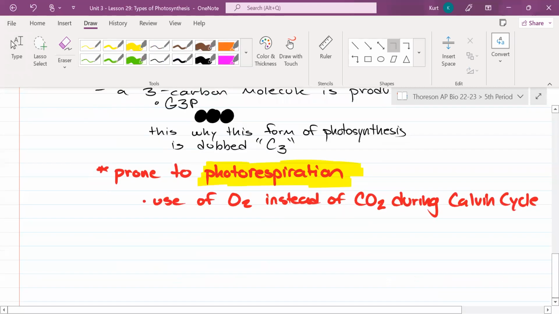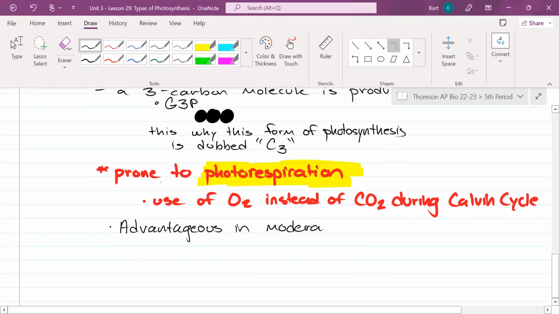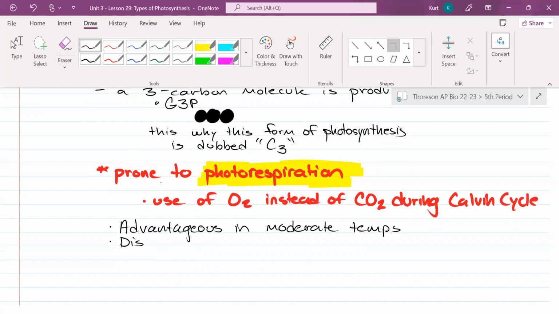Okay, finally, before we map this out, this form of photosynthesis is advantageous in moderate temperatures. It is disadvantageous in hot, dry climates.